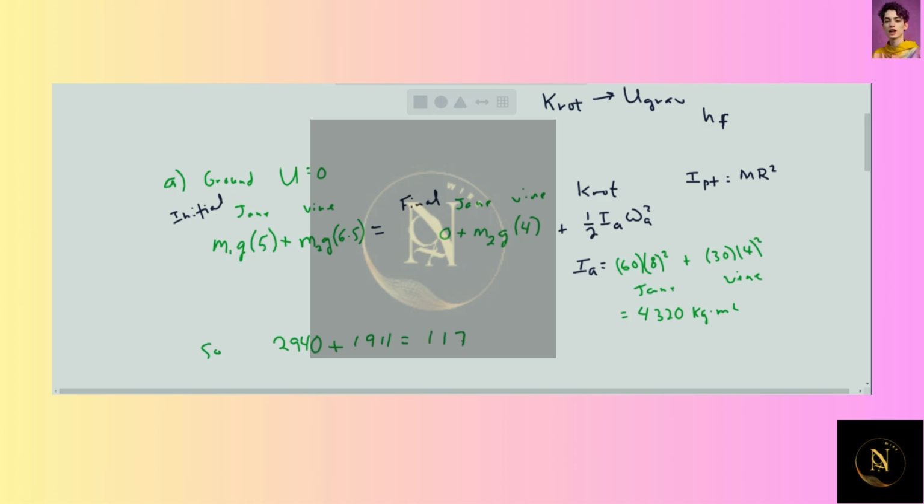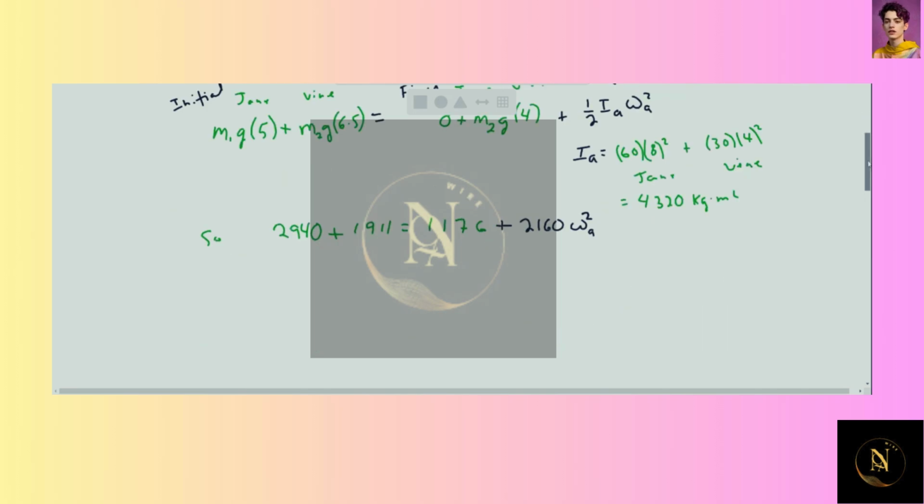And we see that the vine is just adding a little bit. And now we have our K rotational term. I'm leaving off units, being careful to put everything in terms of meters, kilograms, and seconds. But again, we're after the initial rotational velocity of the system as Jane reaches the ground.